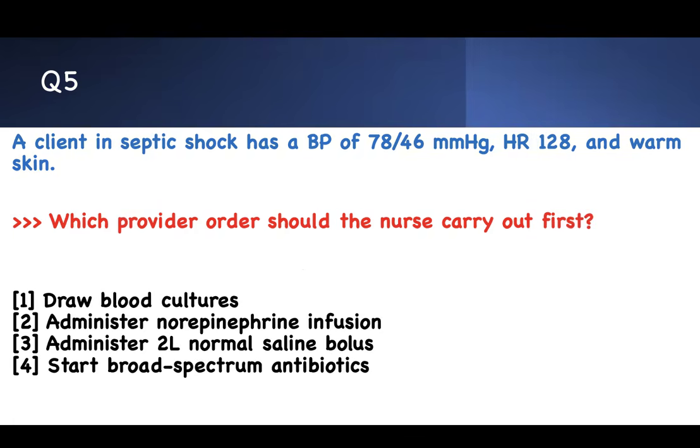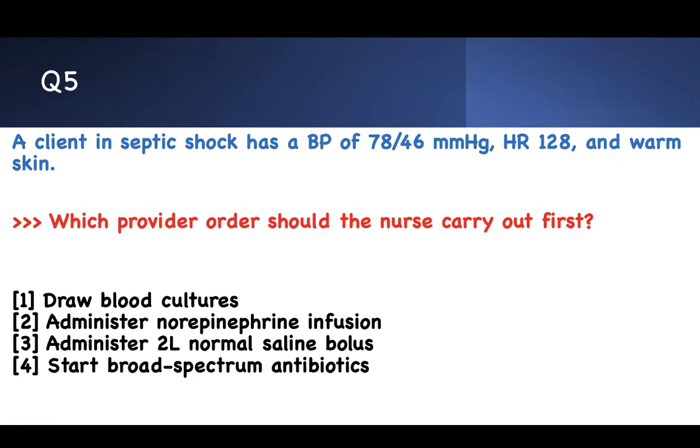Which provider order should the nurse carry out first? You have options. You've got to prioritize. Which of these will help the patient? Remember, we're dealing with life and death. If you had to do one thing for this patient, what would it be? Heart rate 140, patient in shock, blood pressure 78/46, heart rate 128, and warm skin. This tells you it is a septic patient. They've given you, I have a sepsis patient who is in trouble. What would I do?